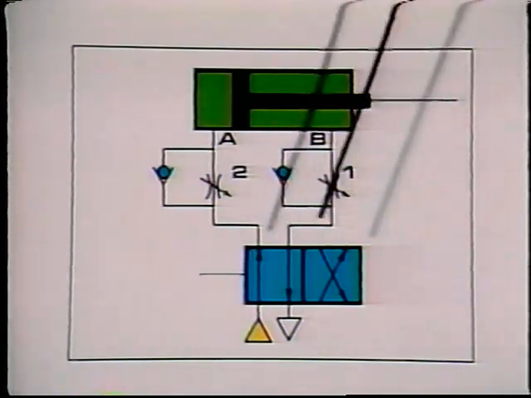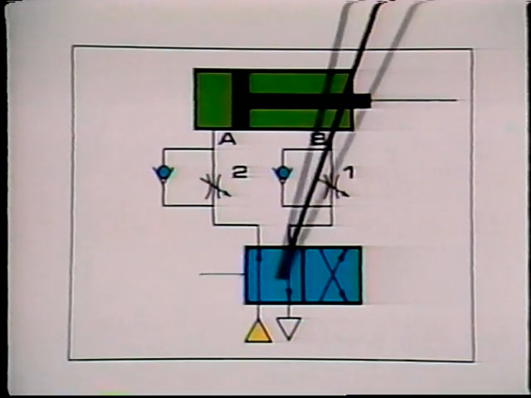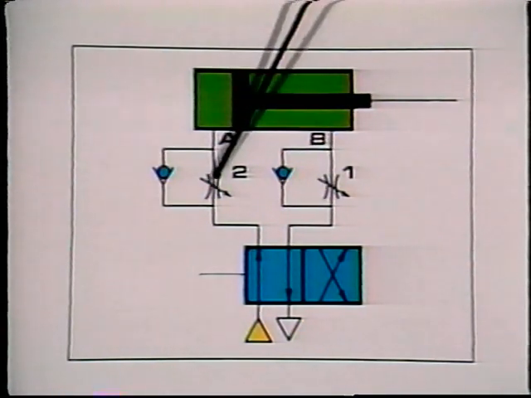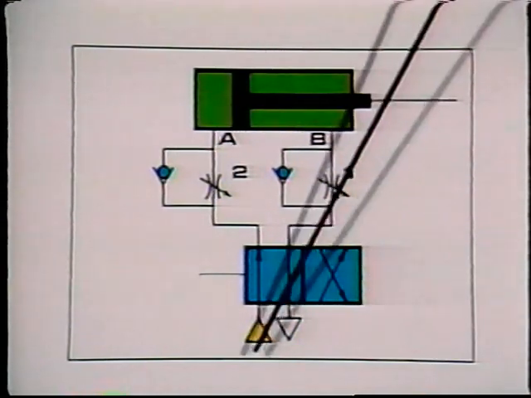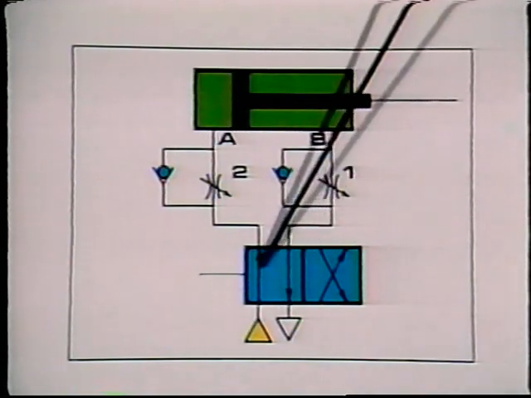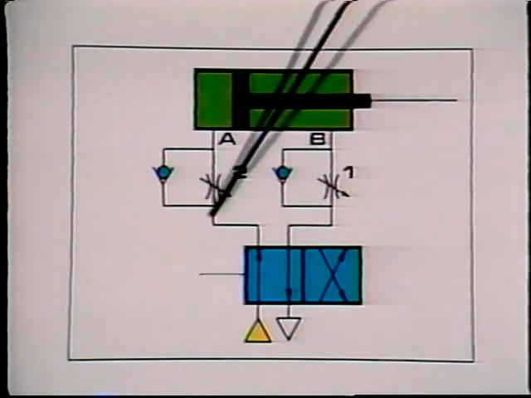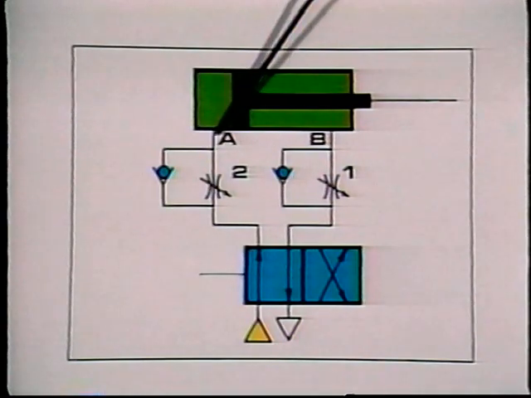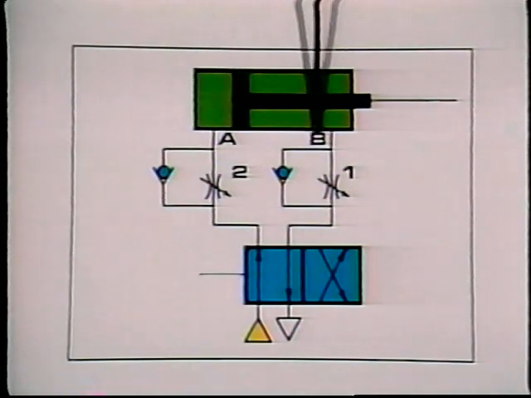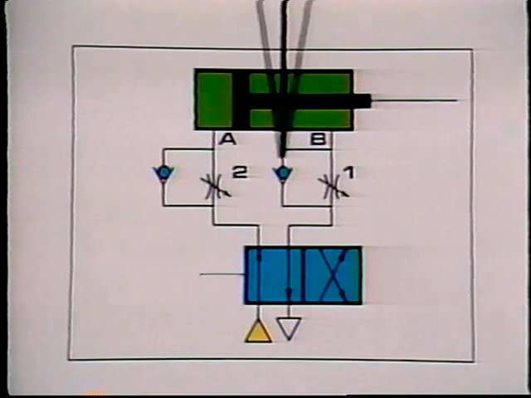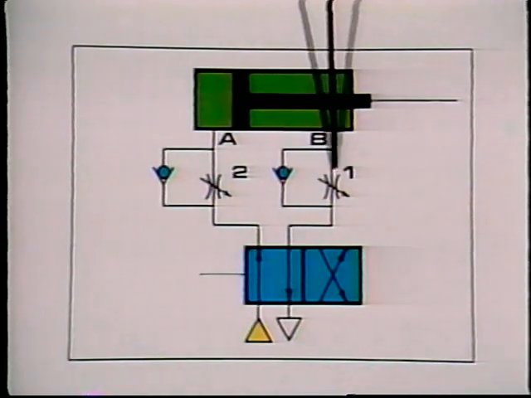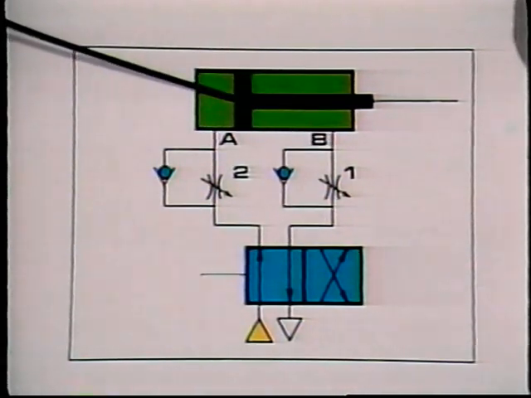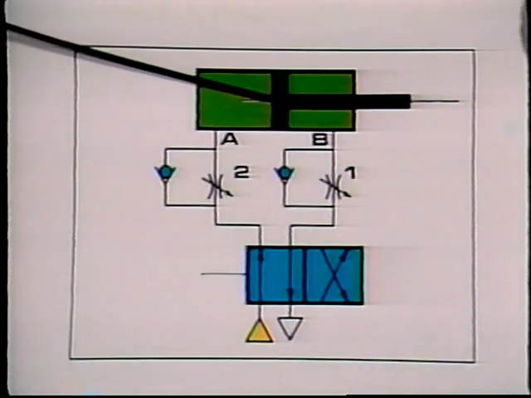Here is the four-way directional control valve, here is the cylinder, and here are the two variable flow control valves. When the valve is in the energized position, as shown, the air supply is directed through the open check valve here and onto cylinder port A. The exhausting air is stopped by this check valve here and forced to pass through needle valve 1, which has been preset to provide the proper restriction and give the desired extension speed.